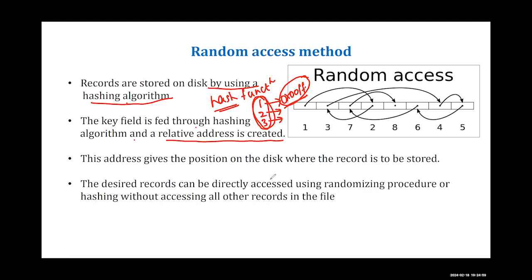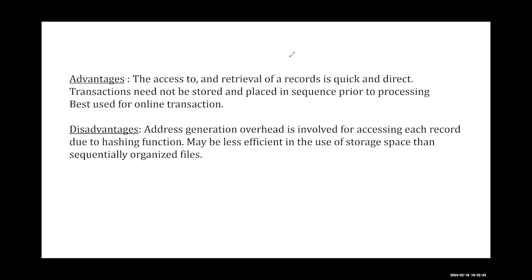If at all I have a certain value, I can directly use this hash function, find the key, get the address. I need not go sequentially. I need not do any other computation. Okay, so that is why it is different from other functions. Now let us see the different advantages and disadvantages of this type of access.